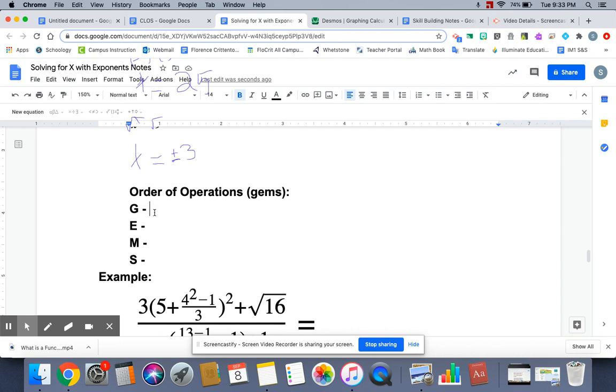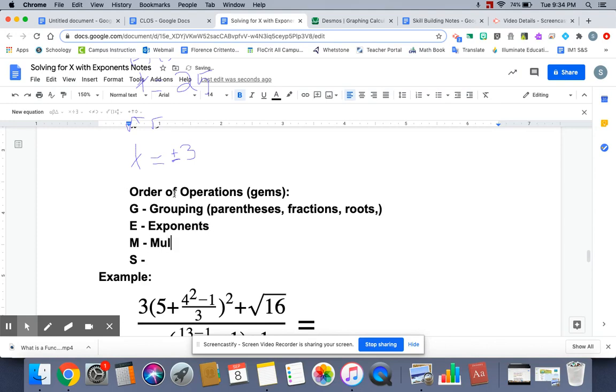So I'm going to teach using GEMS. The order of operations using GEMS is: G is for grouping, so anything that groups things together. Some things that group things together are parentheses, but so do fractions, so do roots. E then is for exponents.